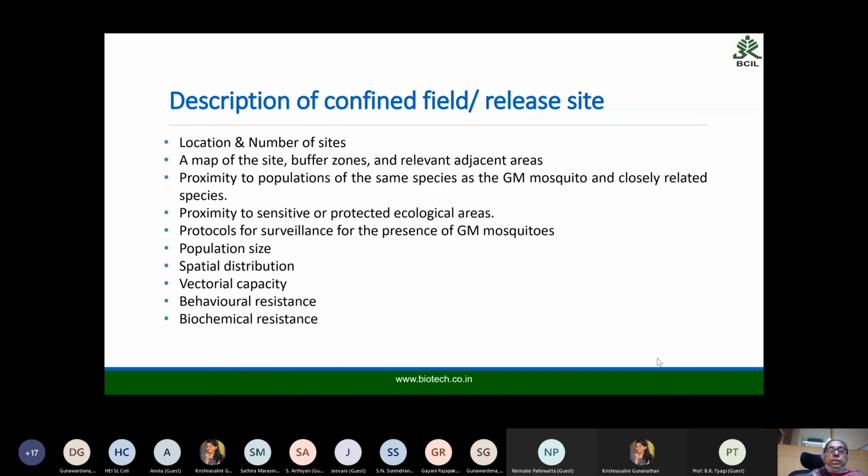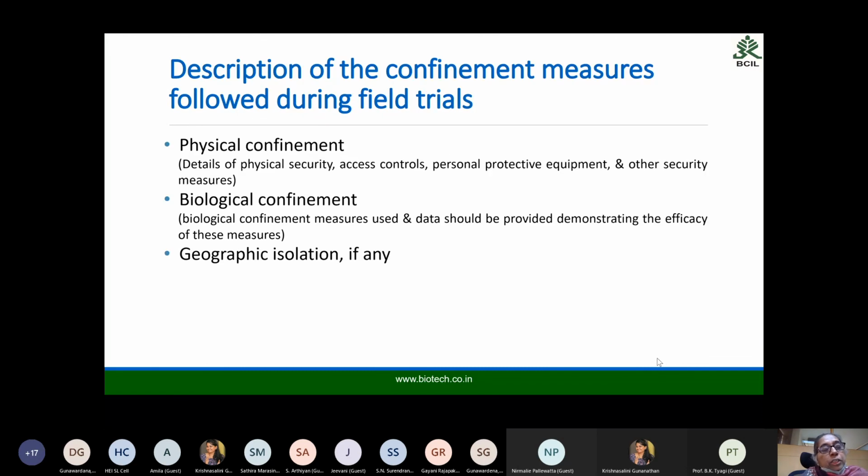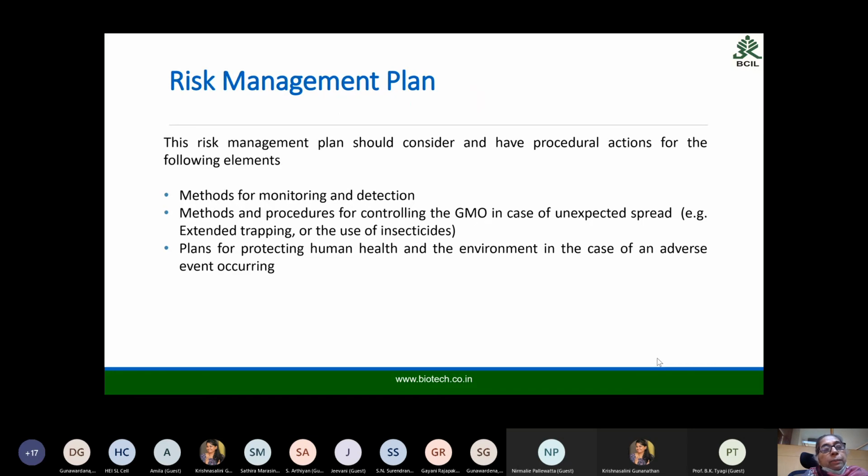Then we've already discussed a lot about the site characteristics. I presented first, and then Dr. Tyagi very nicely explained each and every parameter today. So description of the confined field release site has to be provided as part of your submission. Description of the confinement measures that you are going to take. Is it going to be physical, ecological, or what would be your measures? Geographic isolation, if any, is already there. All that should be properly explained.